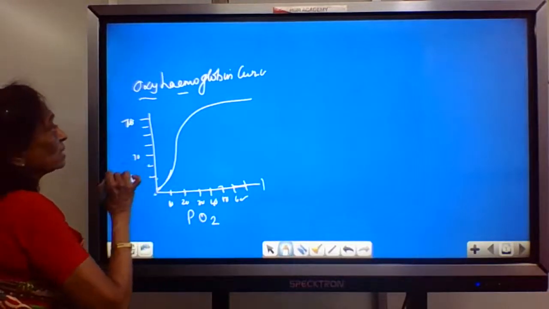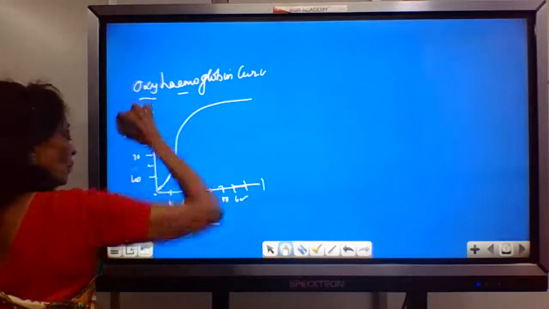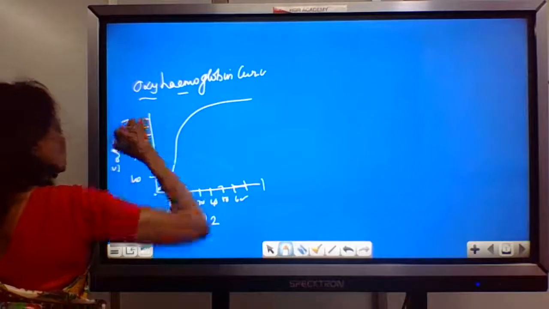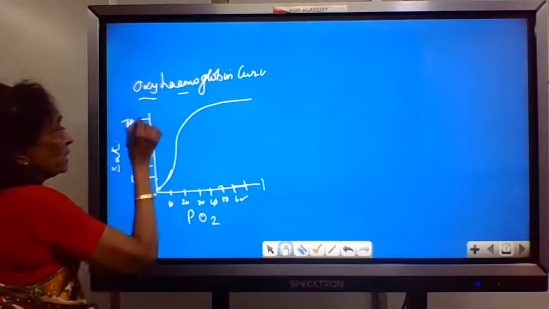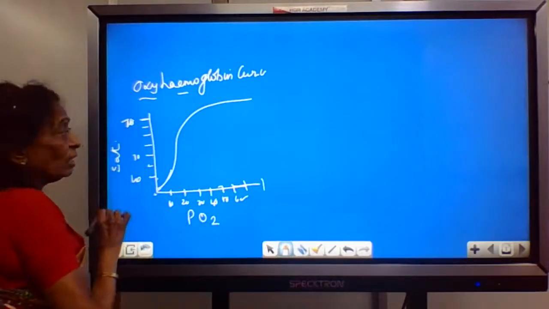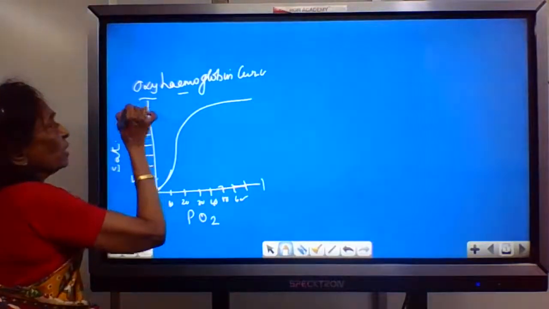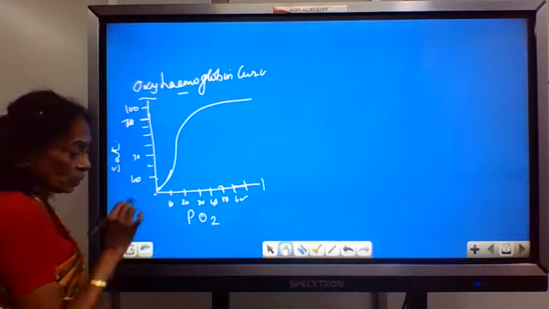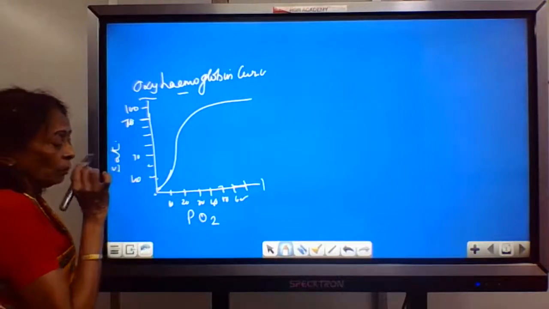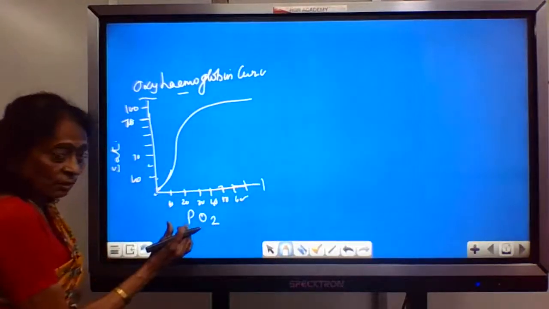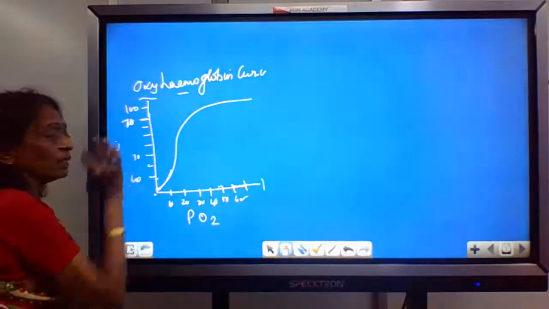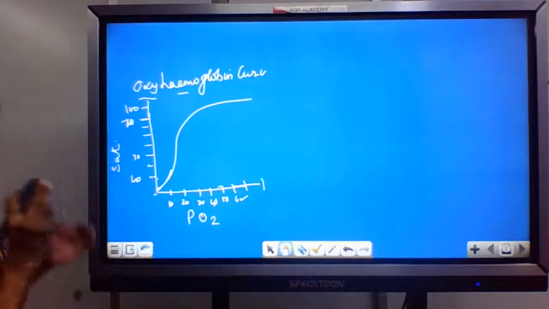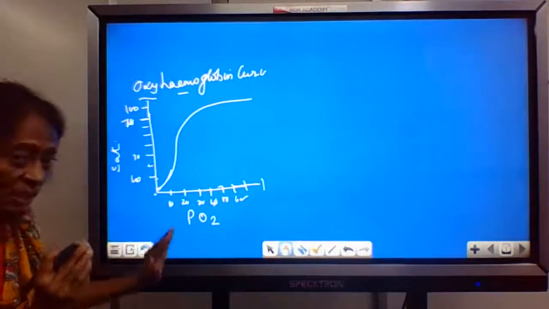Up till this is oxygen combination. How much saturation of oxygen, at which level is it getting saturated? 70% saturation or 100% saturation. 100% saturation never comes. Now the curve shows how much oxygen could be saturated or taken up by the HB. That's what the saturation of HB is. So the amount of O2 is known as partial pressure.